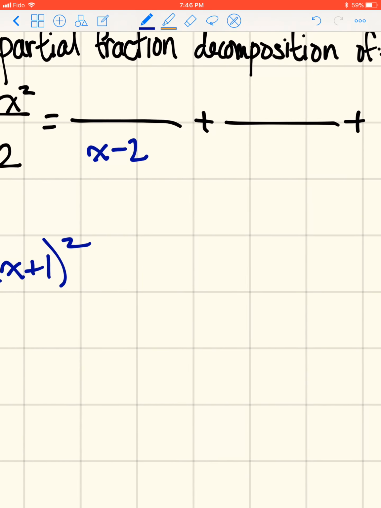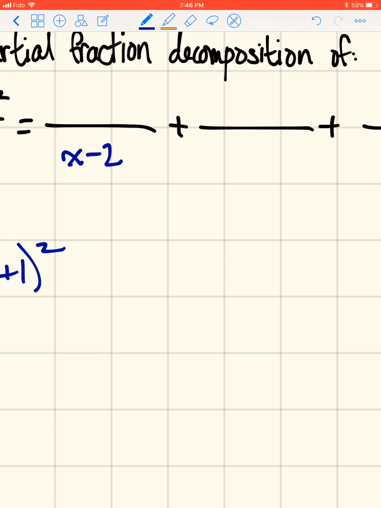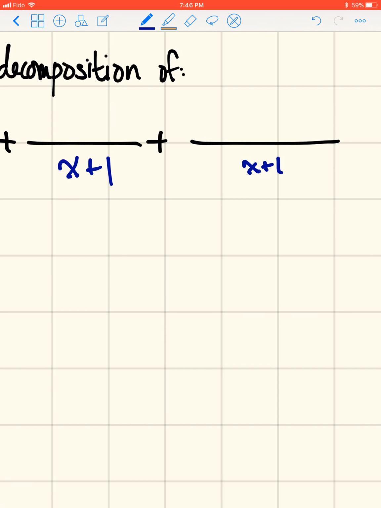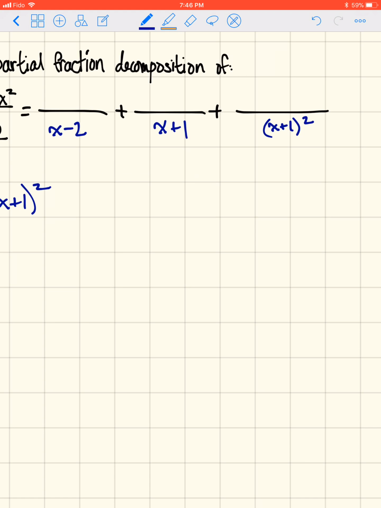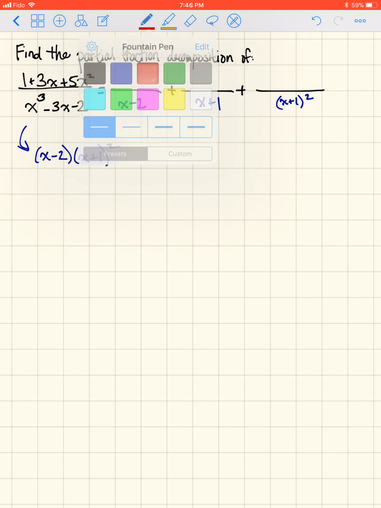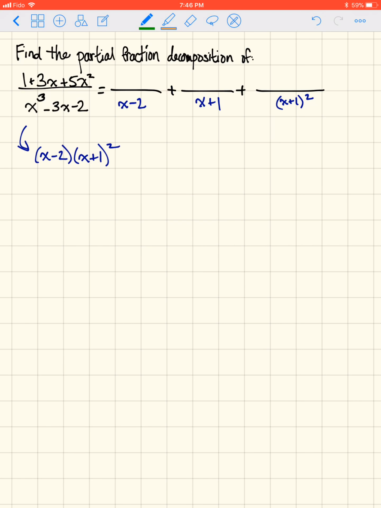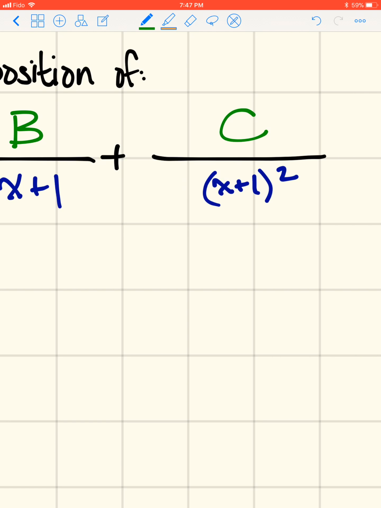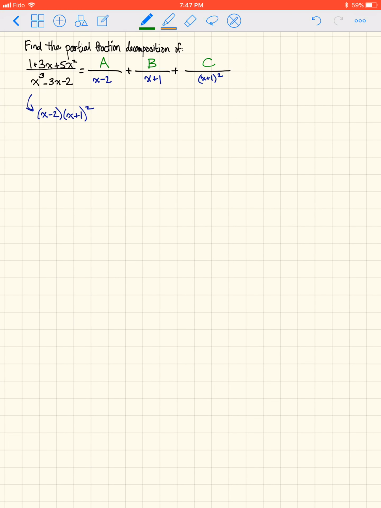I don't have a good way of remembering this, but I figure if they were both x plus 1, there would be no point because they're the same. Same if they were both x plus 1 squared, there would be no point. So it's probably one of each, or it is one of each. So we know it's going to look like that, and now we need to find the numerators. We don't know what they are, so we're just going to call them big A, big B, and big C for now.